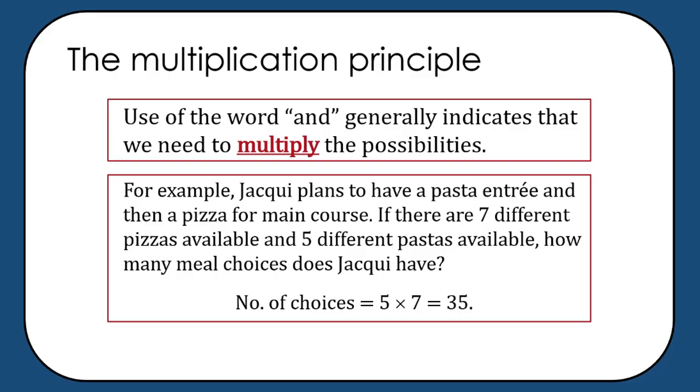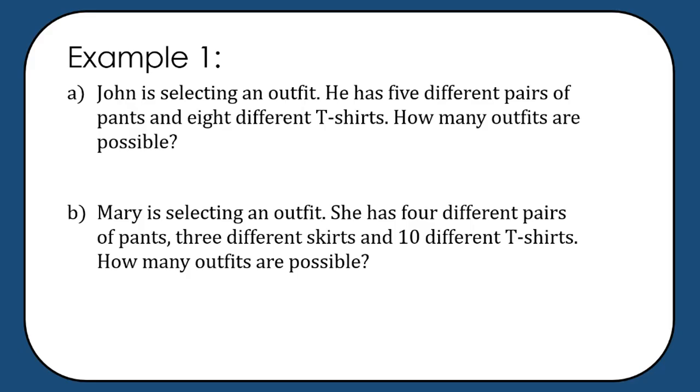So, you know, she could have the bolognese followed by the Hawaiian pizza, or she could have the bolognese followed by the capricciosa pizza, or she could have the carbonara followed by the margarita pizza. And so there'd be all the 35 different options of what she could have. So we're generally looking at "or" indicates addition and "and" indicates multiplication. Let's have a look at some examples.